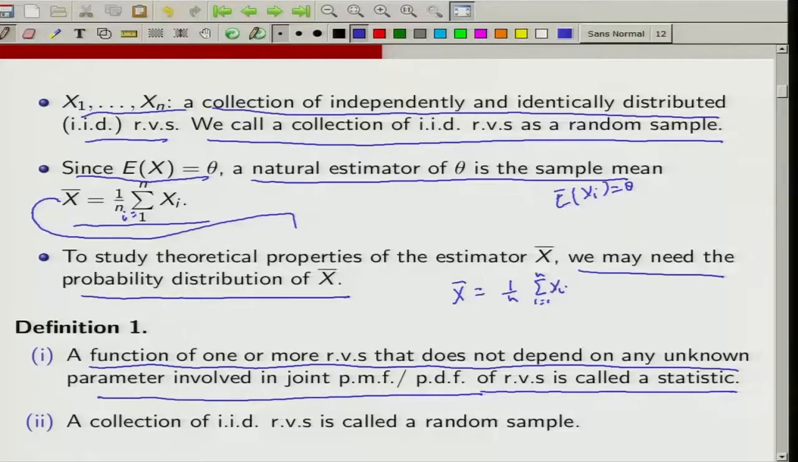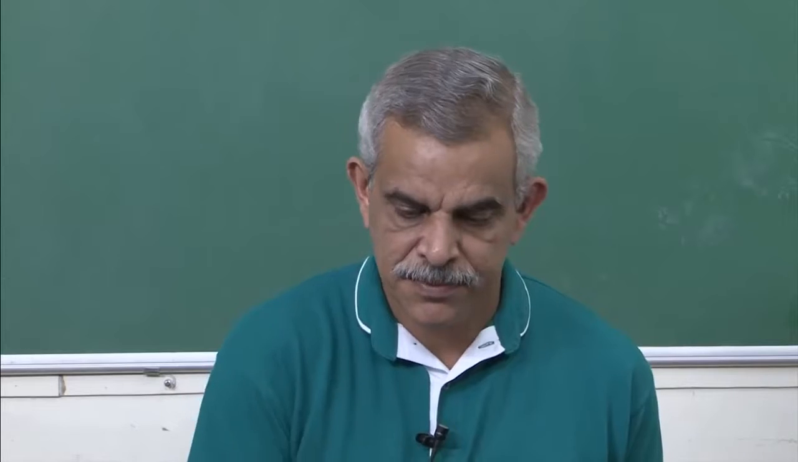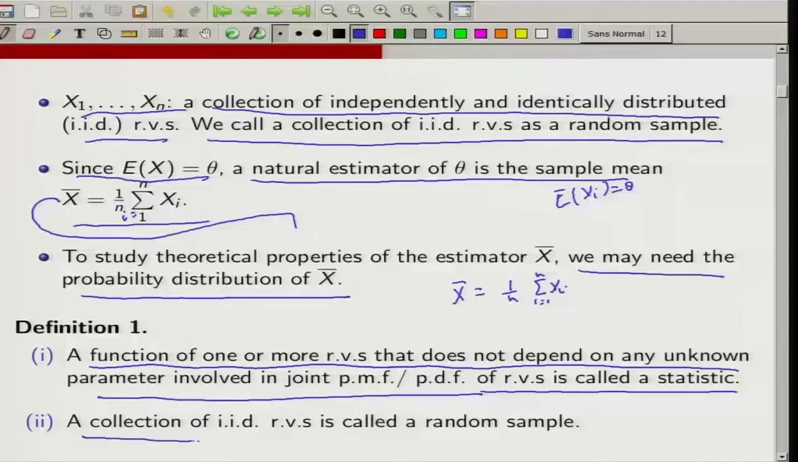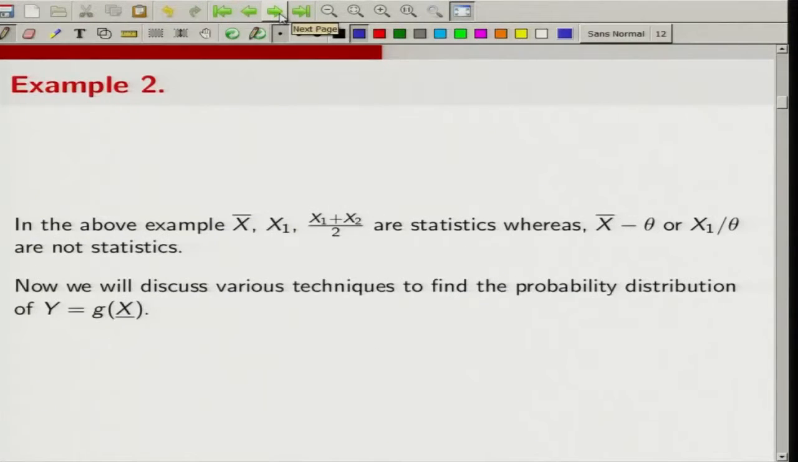So a statistic is a function of sample observations only. It should not depend on any unknown parameter which is involved in the probability density function or probability mass function. And a collection of IID random variables is called a random sample. That is what we explained a few moments back. In the above example, X bar, which is a function of X1, X2, ..., Xn, is a statistic.